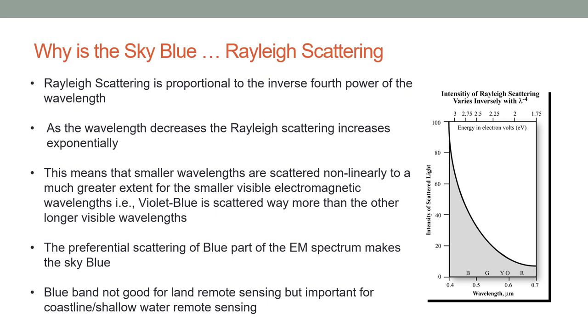And this preferential scattering of the blue part of the electromagnetic spectrum is what makes the sky appear blue to us. Therefore, the blue band is not very good for land remote sensing because you end up getting a little fuzziness in it due to the Rayleigh scattering, but it is important for coastline and shallow water remote sensing.